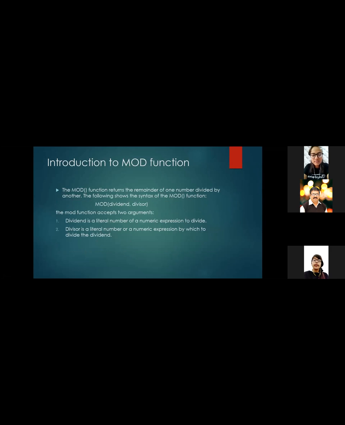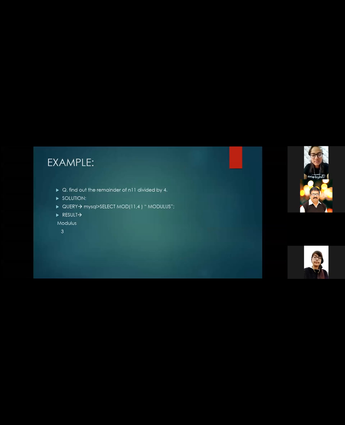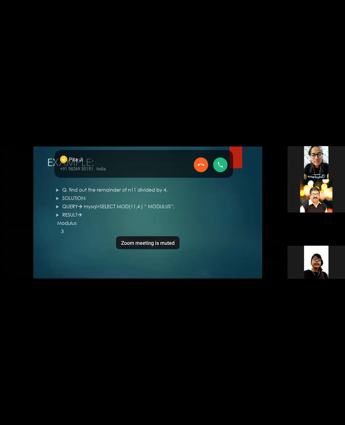Introduction to the MOD function. The MOD function returns the remainder of one number divided by another. The following shows the syntax of the MOD function: MOD(dividend, divisor). The MOD function accepts two arguments. Dividend is a literal number or a numeric expression to divide. Divisor is a literal number or a numeric expression by which to divide the dividend. Example: find out the remainder of 11 divided by 4. Query, MySQL: SELECT MOD(11, 4). Result: 3.